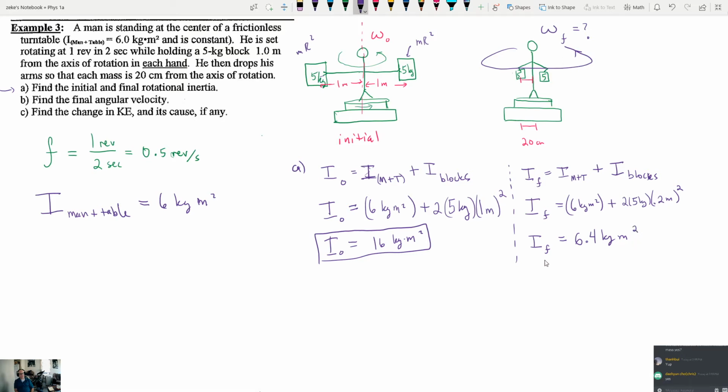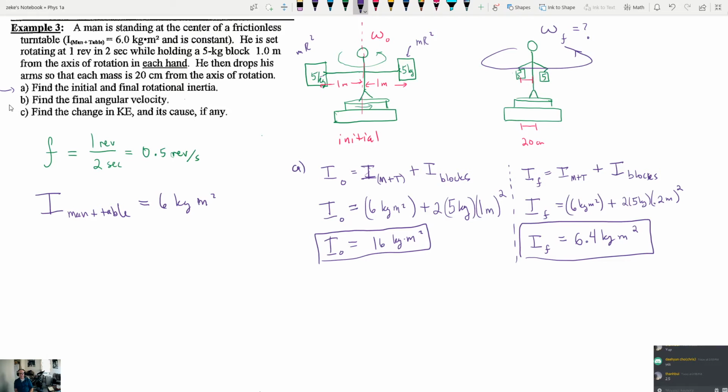Okay. By how much has the moment of inertia of the system decreased? By what factor has it decreased? It's 2.5? 16 divided by 6.4 is 2.5? That sounds about right. Okay, so probably what we'll figure out then is that the final angular speed of this system is going to be 2.5 times faster. That's probably what's going to happen.